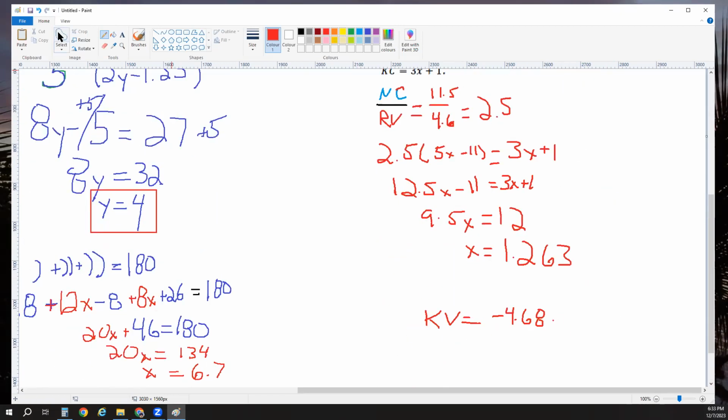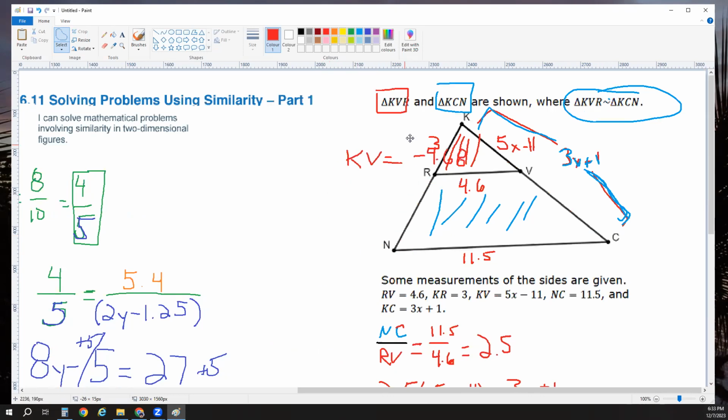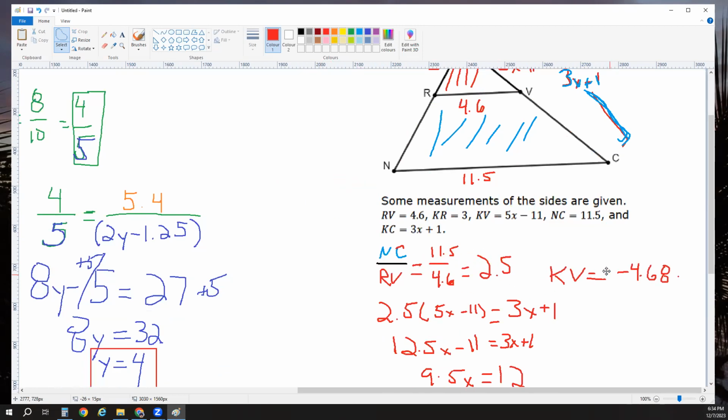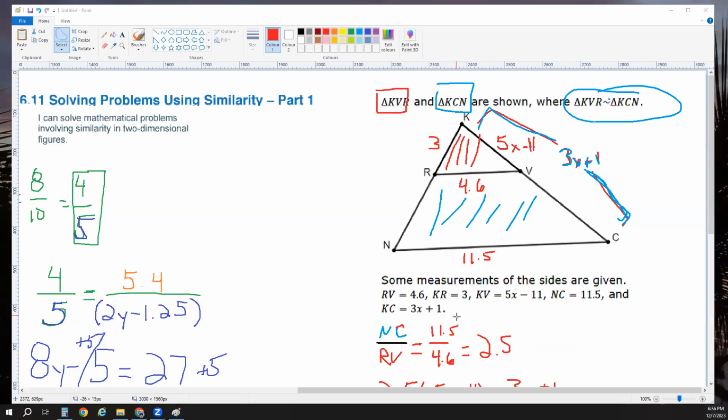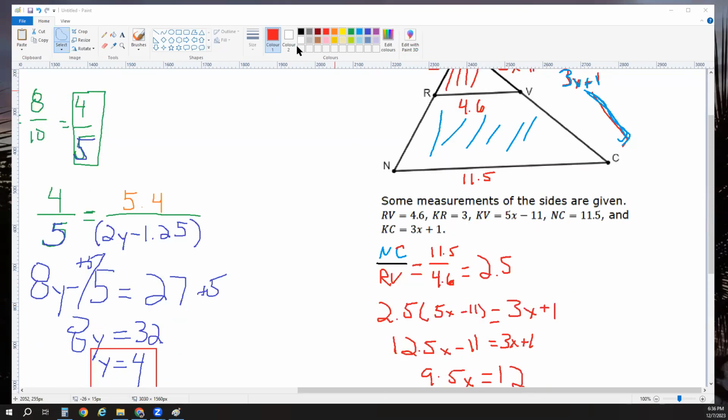Okay, so obviously, if that's not obviously wrong to you, then do a dummy check. I mean, how can a line segment have a negative value? Right? It's obviously not a negative value. Okay. So where did I go wrong? Pause it and think about it. Okay, so if you haven't figured it out, it's when I set up my proportion right here.